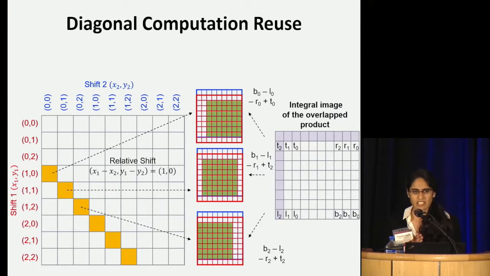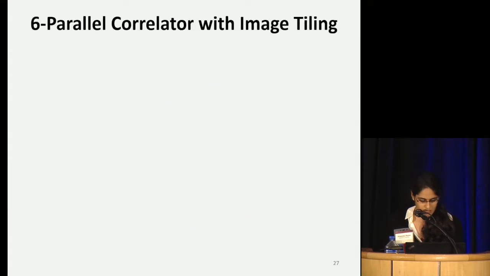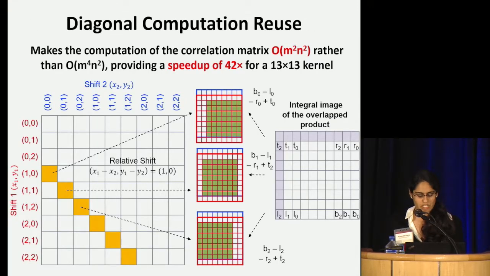So the crux is that the first step in designing hardware accelerators is to analyze your algorithm and see what computation can be reused. You can reuse this computation, and that's good. This makes the algorithm, instead of m to the 4 n squared, m squared n squared. So that's a big speedup.